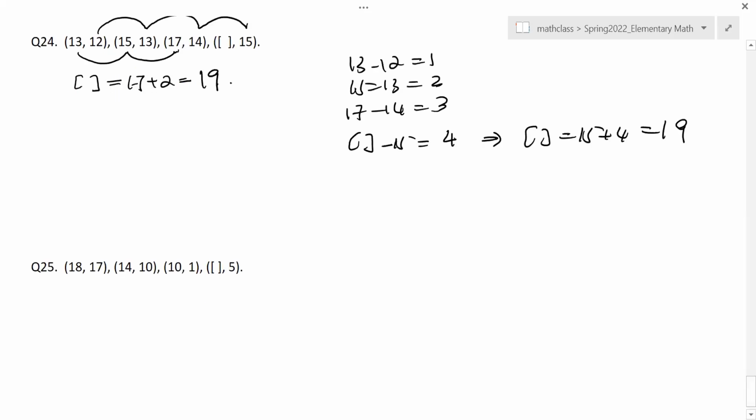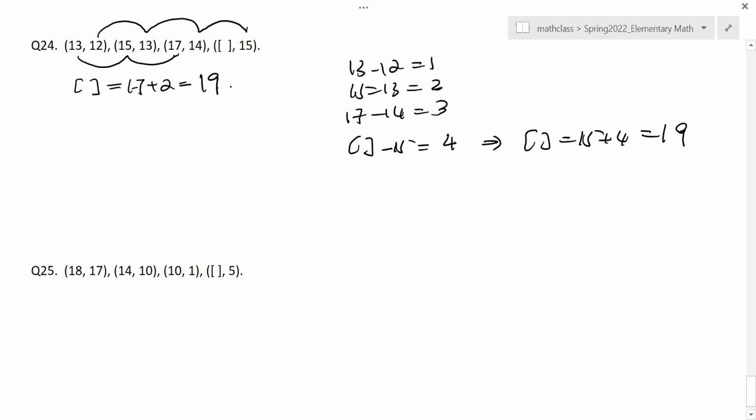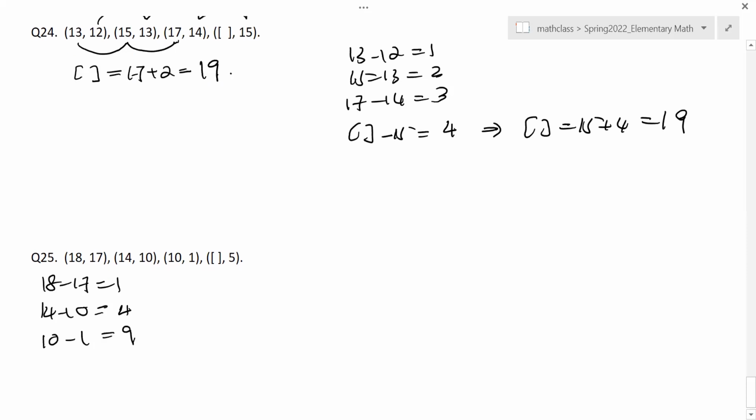Okay, so let me finish this. I use the same method, try and see the difference, the addition or multiplication. I think I'm going to use the difference of the two numbers in each pair. It's going to be 4, then 10 minus 1 is going to be 9. So I think this gives a pretty good idea.